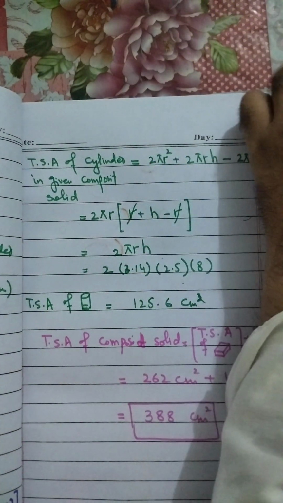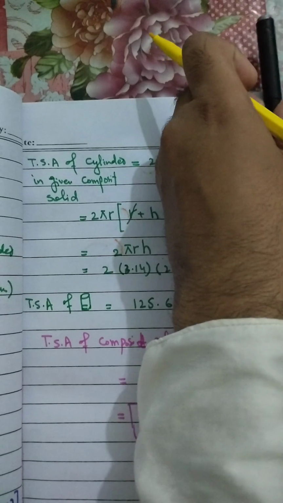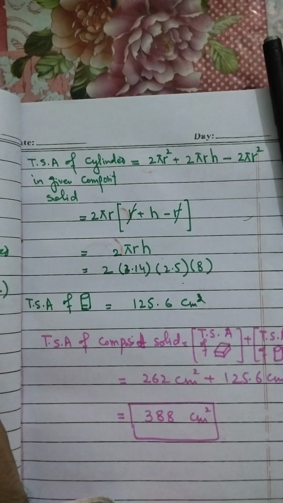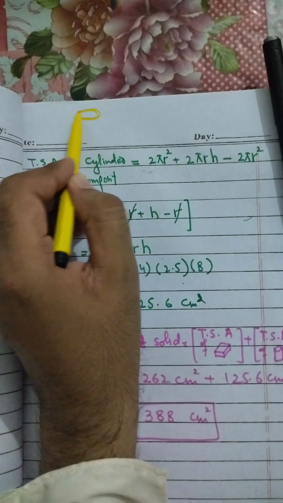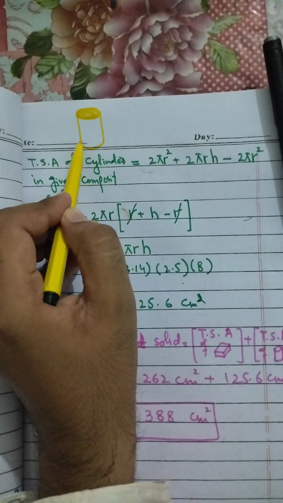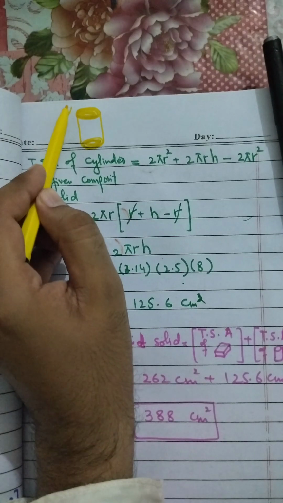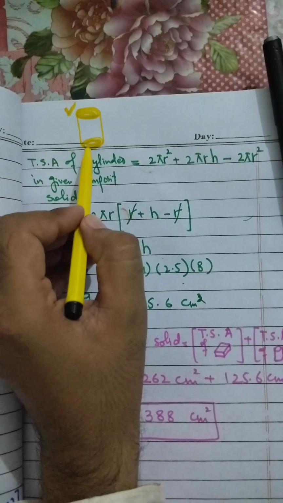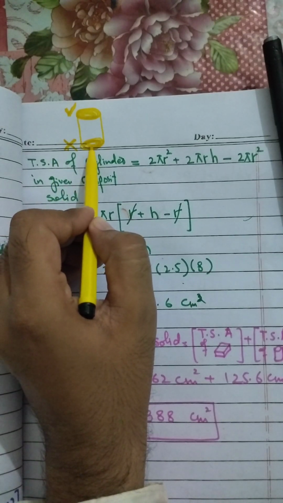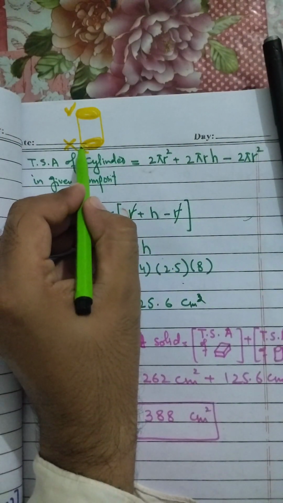When we talk about the surface area of the cylinder, we know that it is given by 2 pi r square plus 2 pi r h. The 2 pi r square and 2 pi r h are counted when this type of cylinder is given to us like this. But in this situation, this portion will be counted, obviously, but this portion shouldn't be counted.